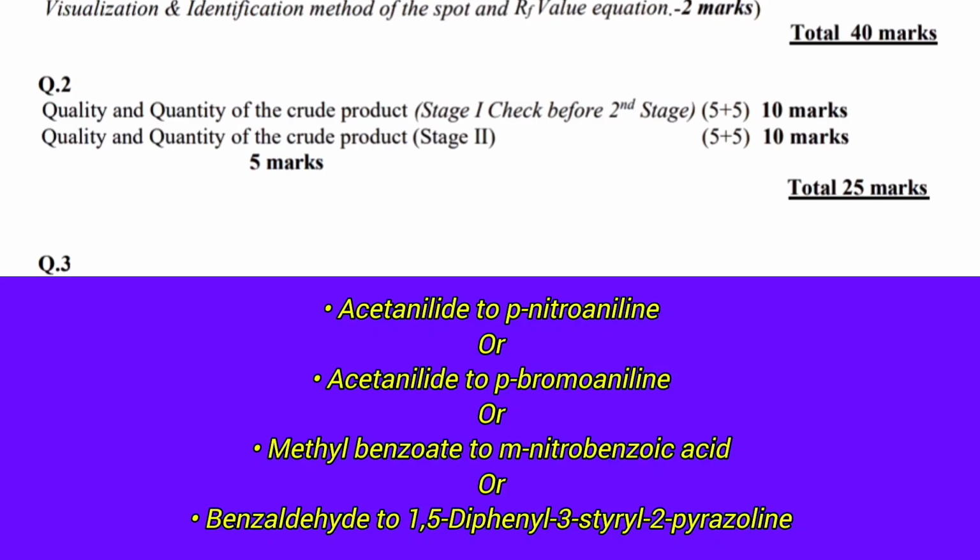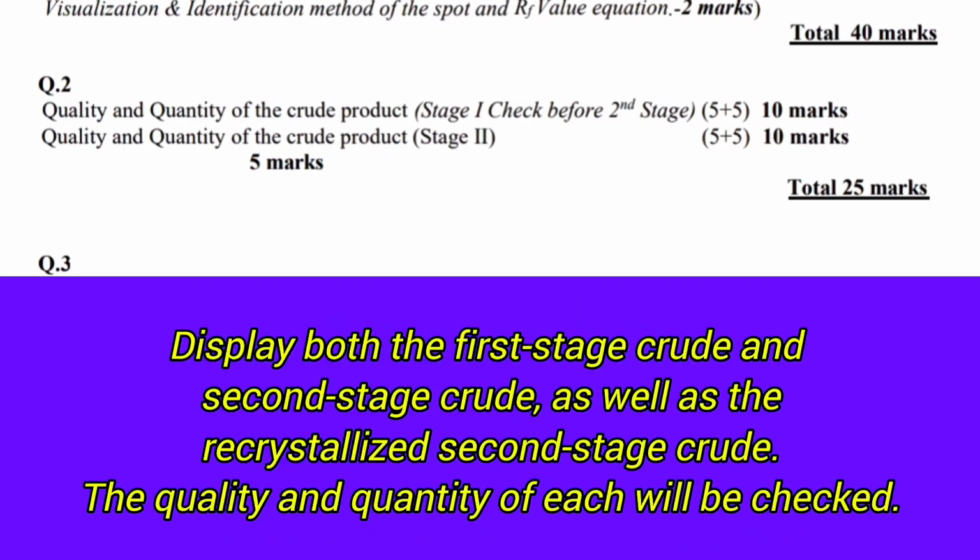This part carries 25 marks in total. Display both the first stage crude and second stage crude, as well as the recrystallized second stage crude. The quality and quantity of each will be checked.